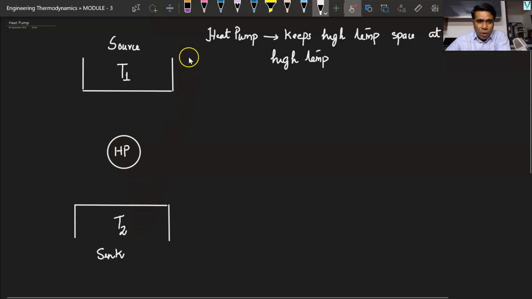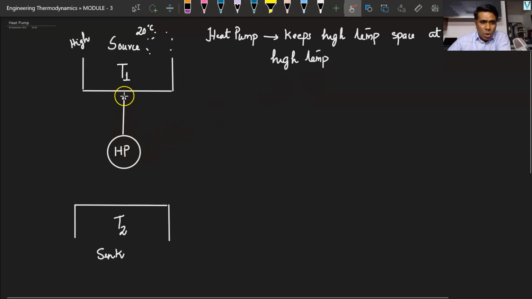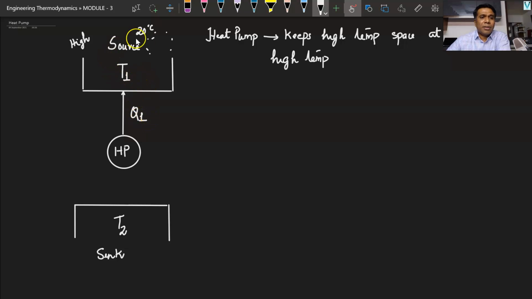Now where does our focus have to go? It has to go towards the high temperature space. Why? Because a heat pump keeps a high temperature space at that high temperature. For example, if this is a room at 20 degrees centigrade, we need to continuously pump in heat. That is, the heat pump has to always supply heat energy, say Q1, so that this high temperature will remain high temperature.